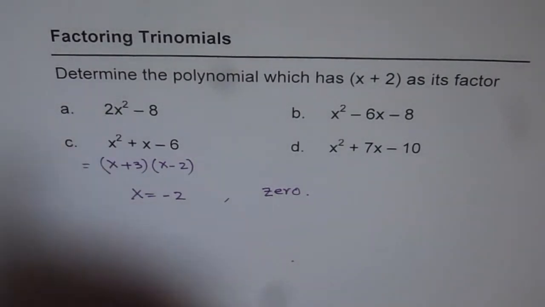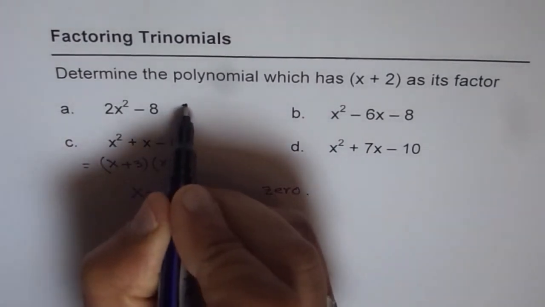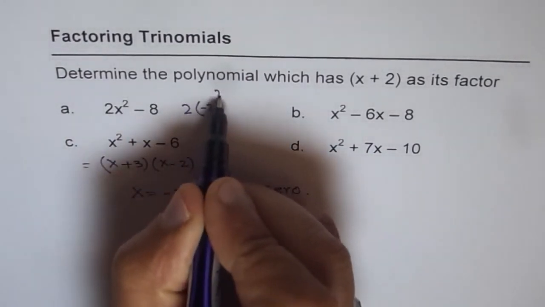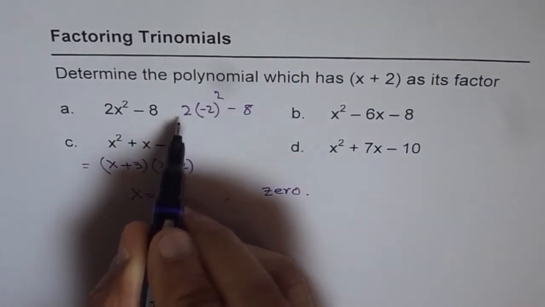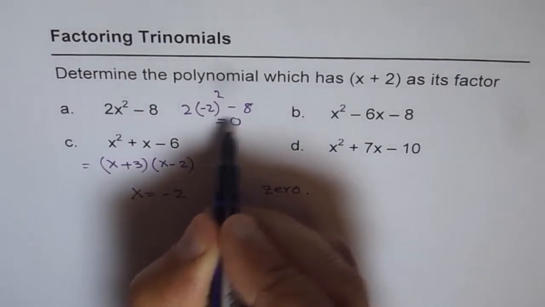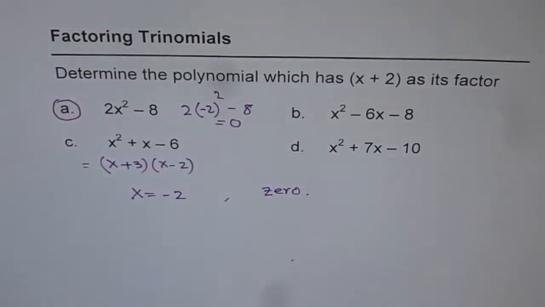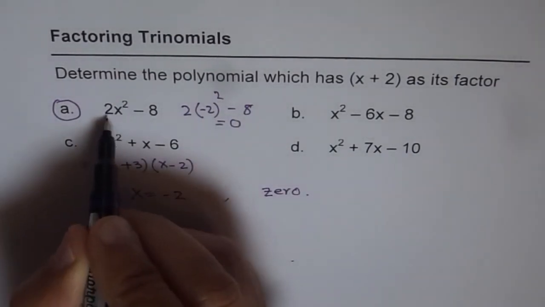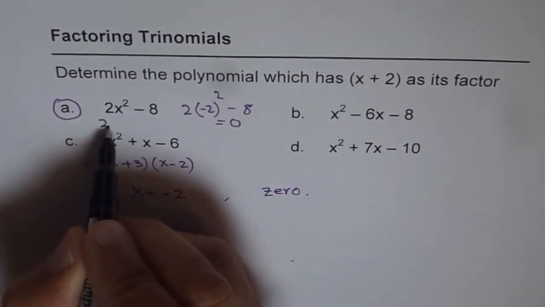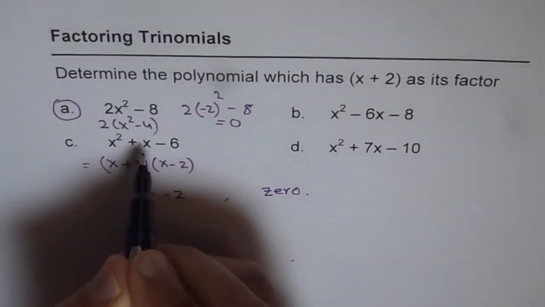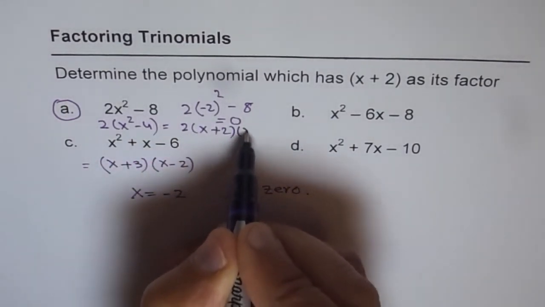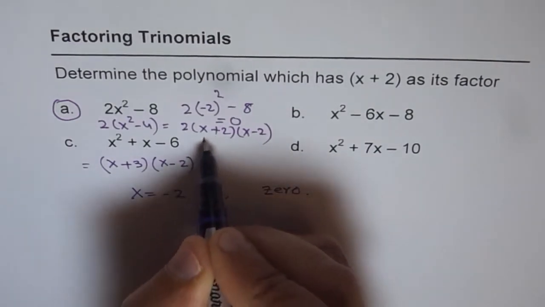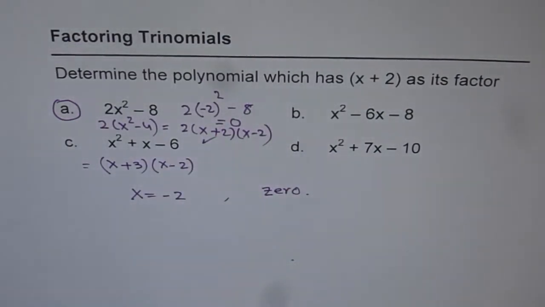So for example, in the first one, if I write x equals minus 2, I get 2 times minus 2 squared minus 8. And that is, minus 2 squared is 4, 4 times 2 is 8, 8 minus 8 is 0. So we get that as definitely a factor, right? Now, you could have factored also. So you could factor 2, and you get x squared minus 4, which is equal to 2 times x plus 2 times x minus 2. Well, we do have x plus 2 as a factor, right?